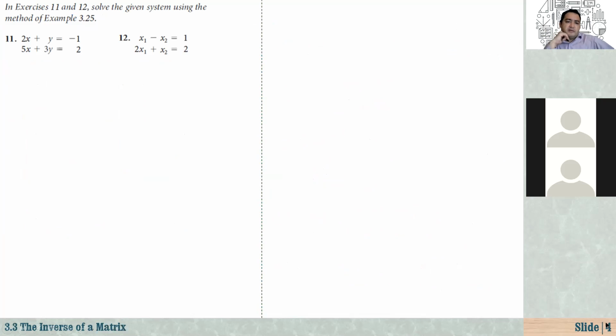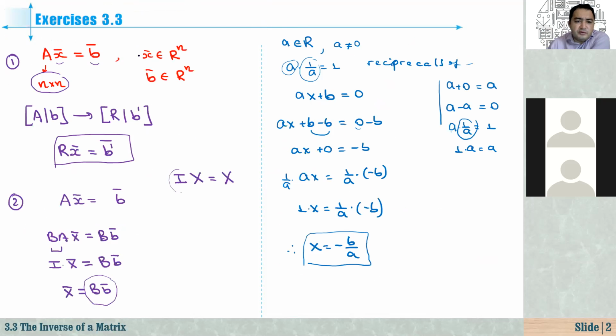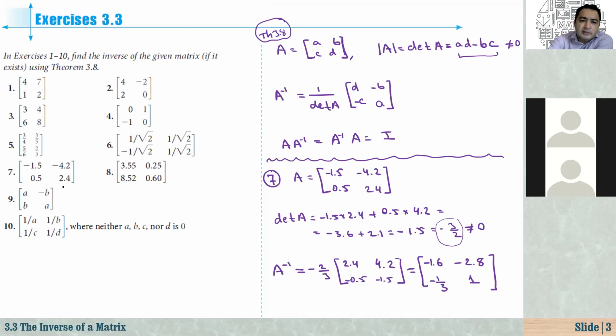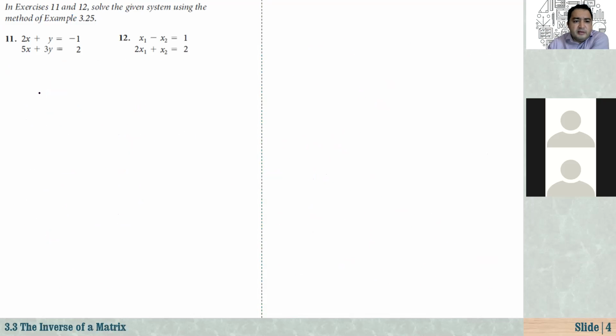In exercises 11 and 12, now solve the given system using the method of example 3.25. So 3.25, I think, what is it? Using the theorem, actually, we have to solve this. 3.25, let me see. Okay, good. So here, what method we have just mentioned already. So we are going to use this method now, solving that system. Let's just do only one of them here.